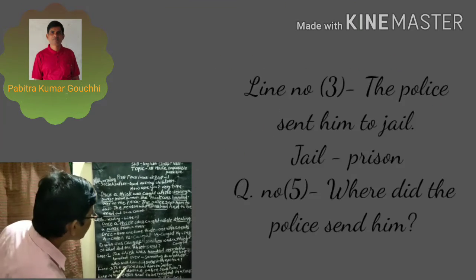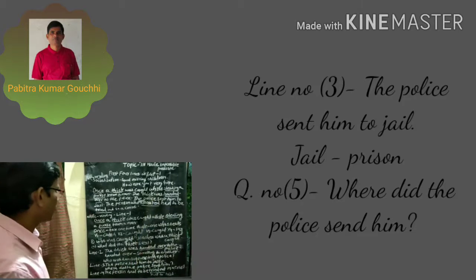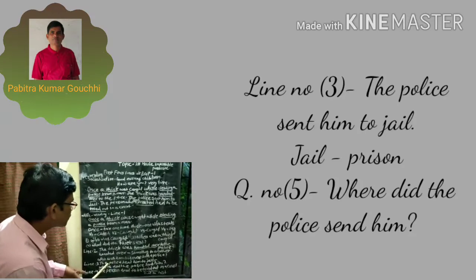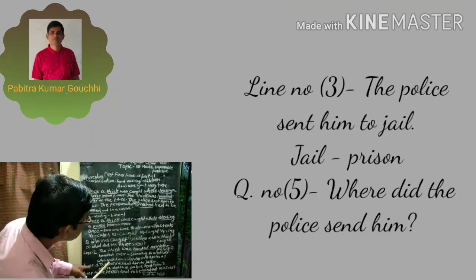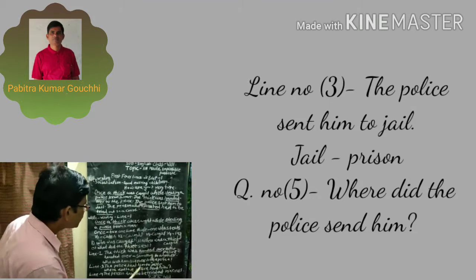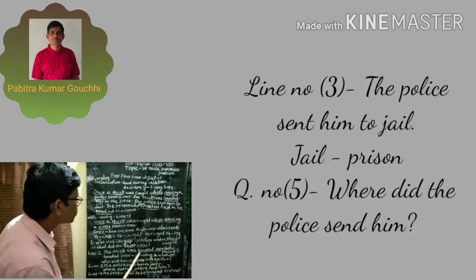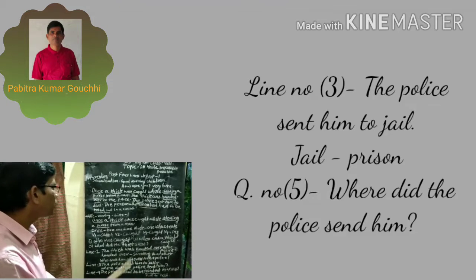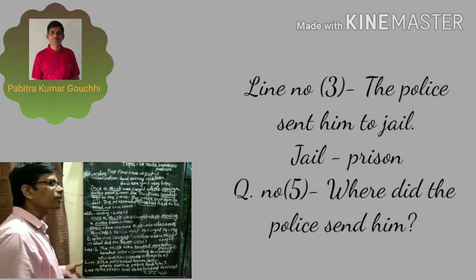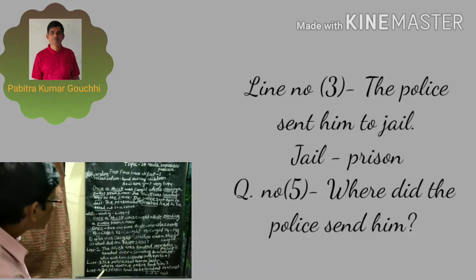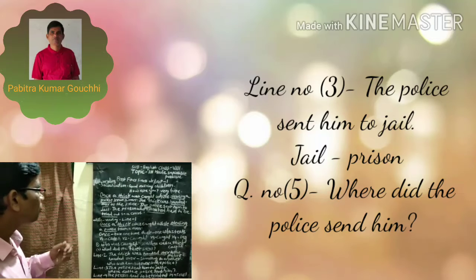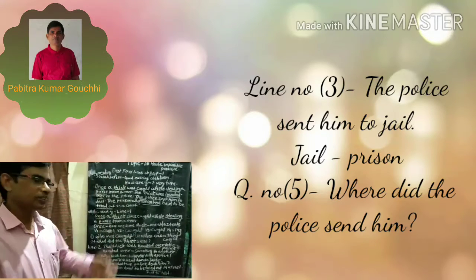Third line: the police sent him to jail. That means the police sent him to the jail. In this line, him refers to the thief. The police sent the thief to jail. Jail means prison. Where did the police send him? The police sent him to jail.